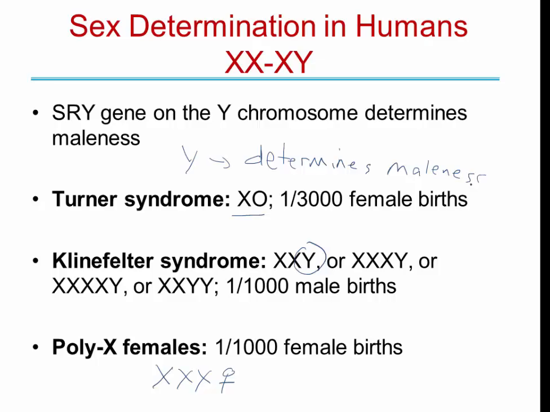And it turns out that there's a gene on the Y chromosome called the SRY gene, which is creatively called the sex-determining region of the Y. So you need that region of the Y chromosome to turn a developing fetus into a male.